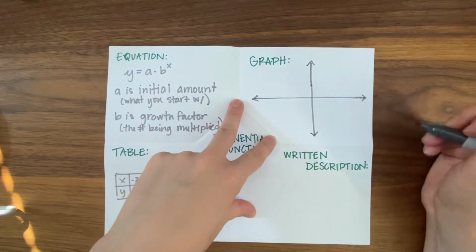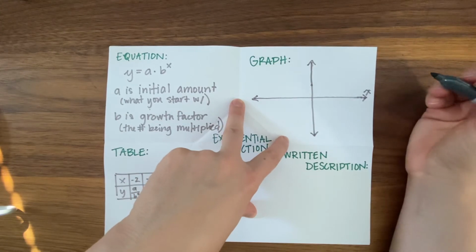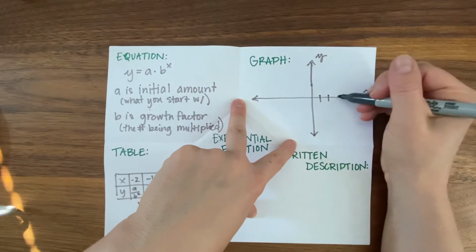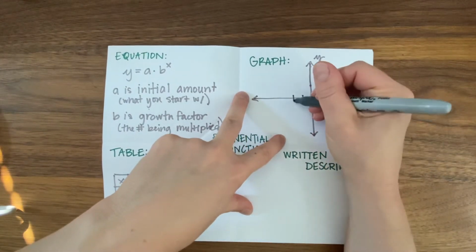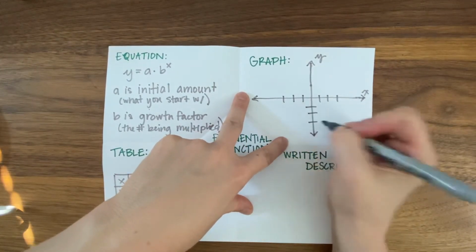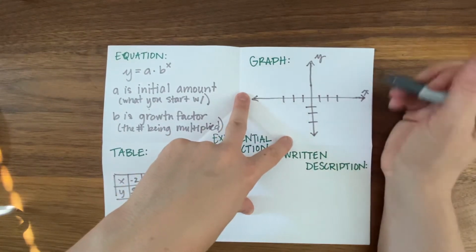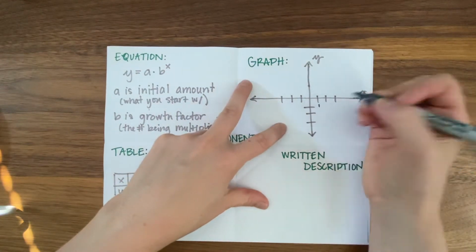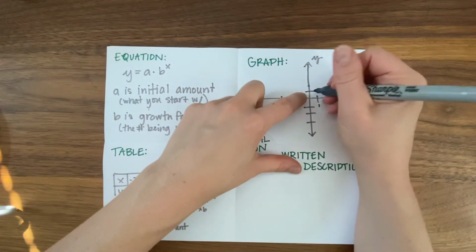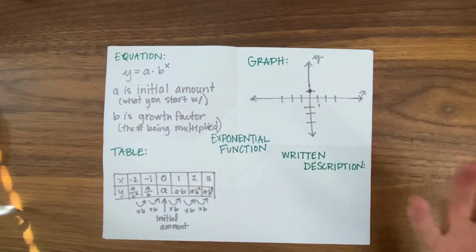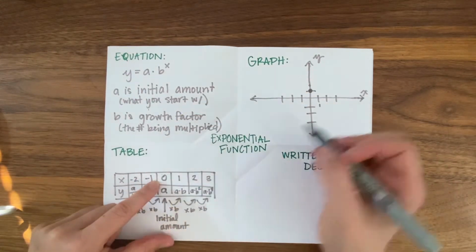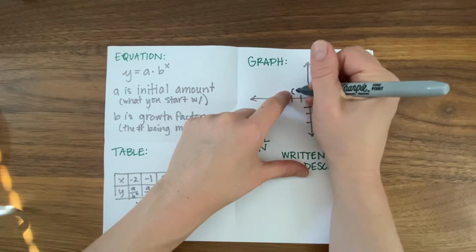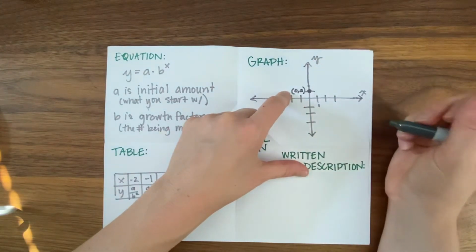Now we're going to consider the graph. Remember that these are our x values and that's our y-axis. All right, now we're going to speak in the general form. If I have this point right here, that's our initial amount. When x is 0, I go over 0 and up a. So in general, I would write this as (0, a).